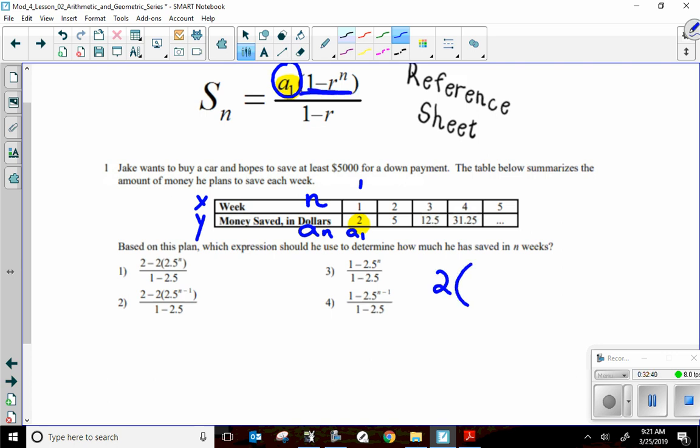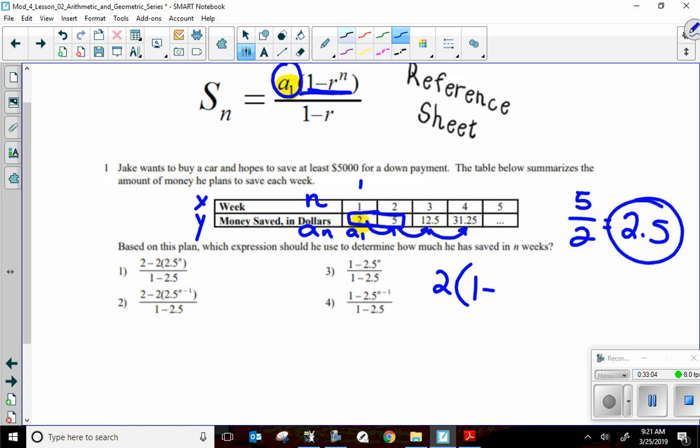1 minus, that's always there. What is my common ratio? How do I get from 2 to 5? How do I get from 5 to 12 and a half? How do I get from 12 and a half to 31.25? If I take 2 terms and just divide them, if I take my bigger term, which is 5, and divide it by 2, that will give me how I get there through multiplication.